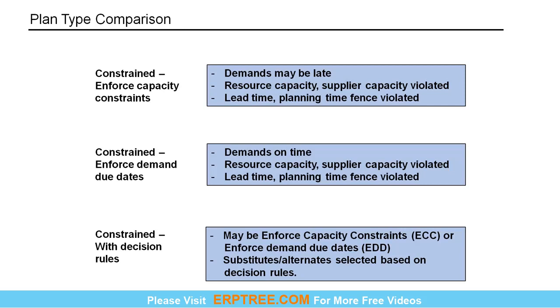For the enforced demand due date plan, the resource capacity and the supply capacity are violated, the demands are on time, and the lead time, planning time fence may be violated. And for constraints with decision rules, with either ECC or EDD, we see that the alternates are honored, and whatever it takes to meet the customer demand, the system will suggest, using the substitutes.